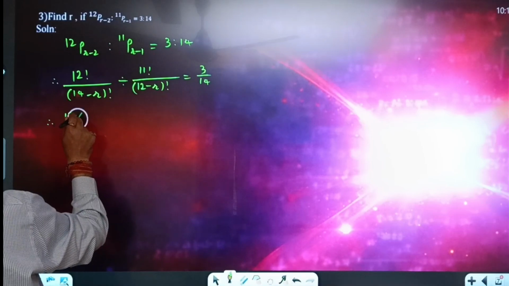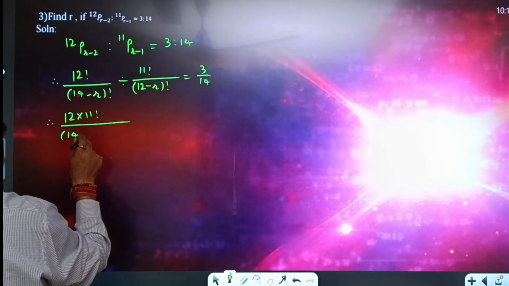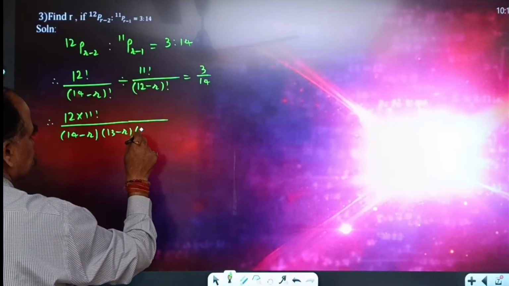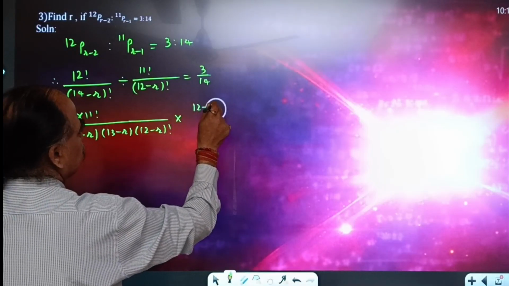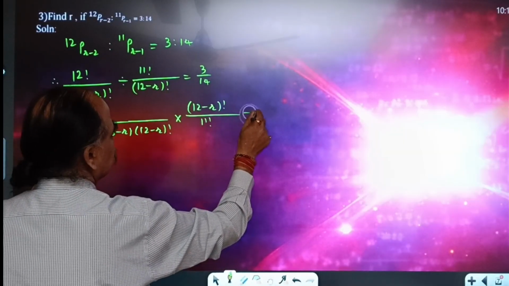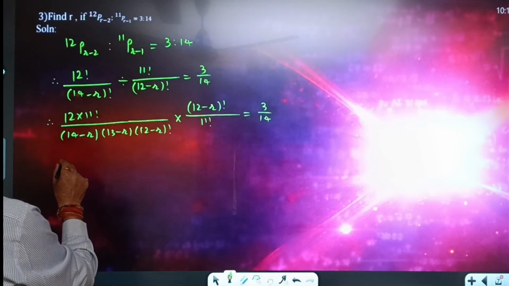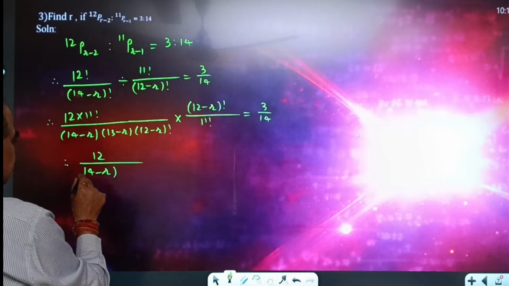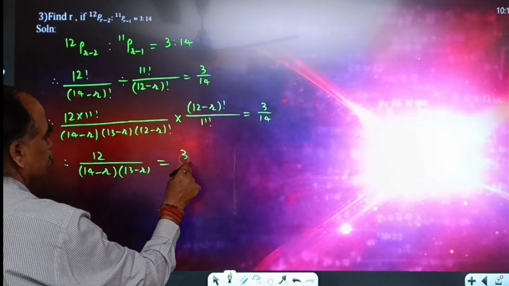12 can be written as 12 into 11 factorial, and 14 minus r factorial can be written as 14 minus r, 1 less, 13 minus r, 1 more less, 12 minus r factorial, into 12 minus r factorial upon 3 by 14. 12 minus r factorial and 11 factorial cancel, 12 upon 14 minus r into 13 minus r, 3 by 14.